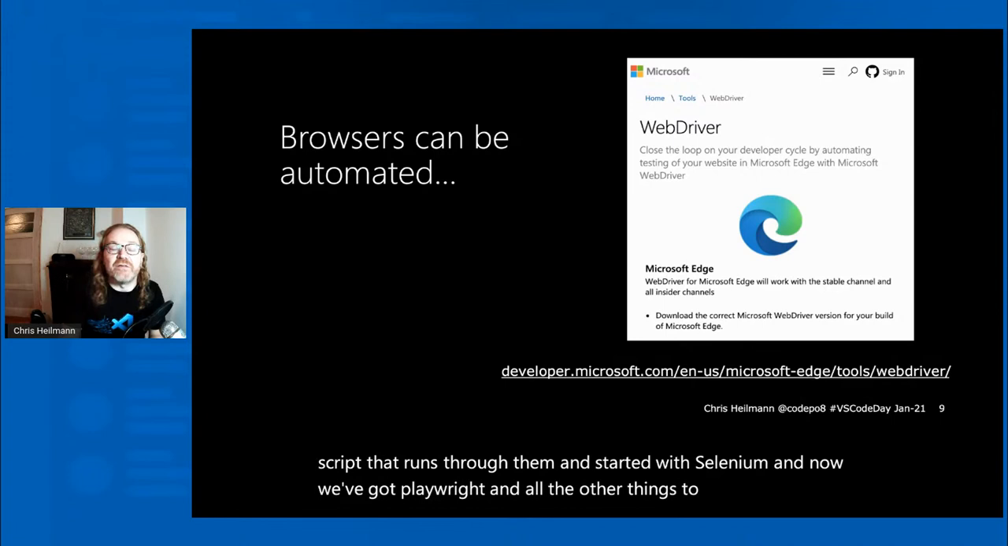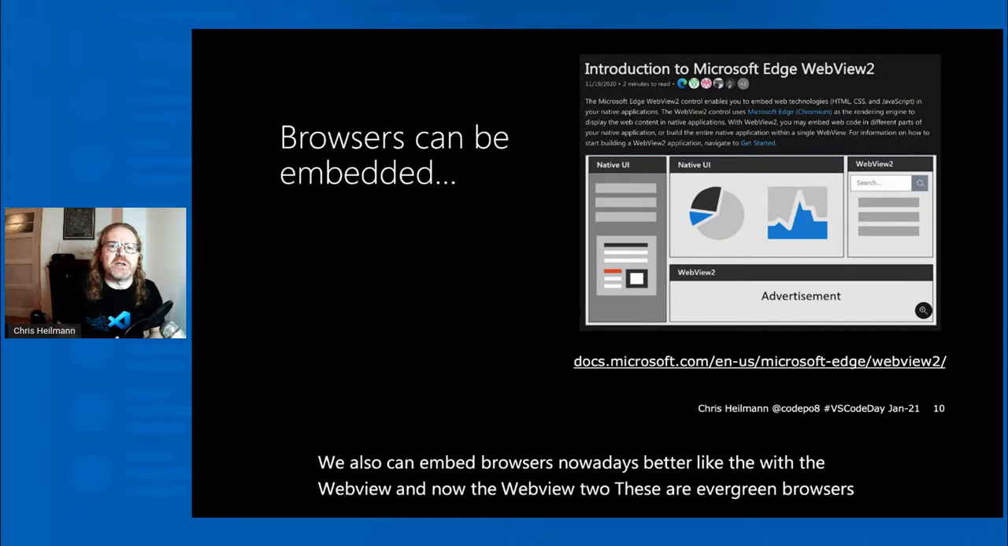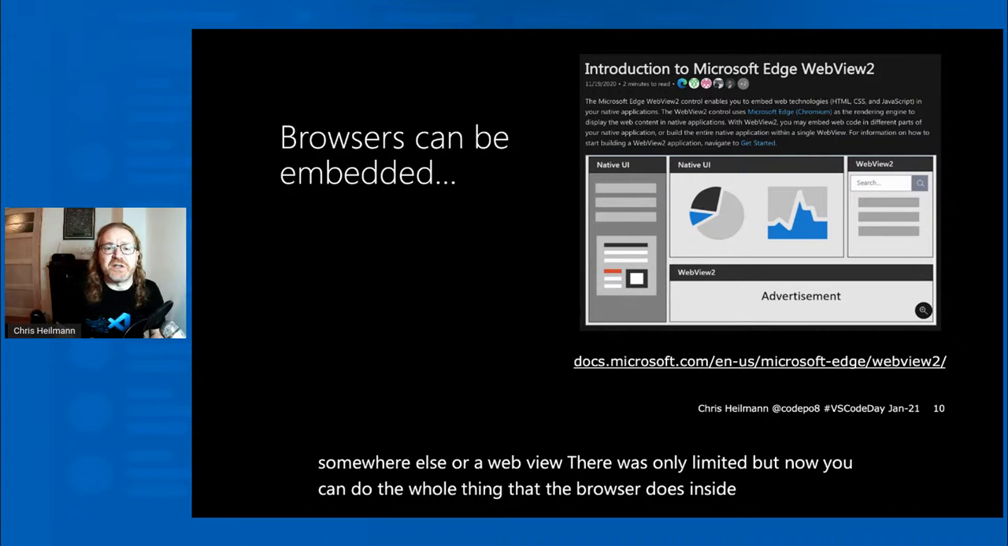We also can embed browsers nowadays better, like with the WebView and now the WebView2. These are evergreen browsers inside other applications. In the past, it was always an outdated browser somewhere else or a WebView that was only limited. But now you can do the whole thing that the browser does inside other environments and other applications, and that's really useful. And one of my main things that I liked about Visual Studio Code is that it's extensible.